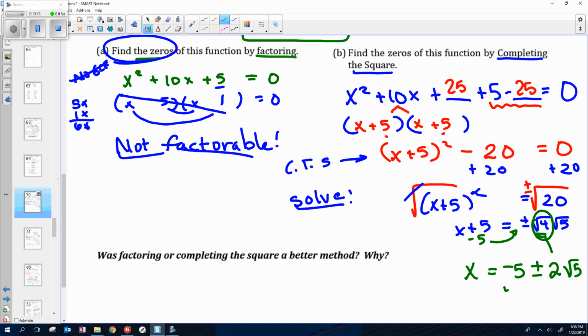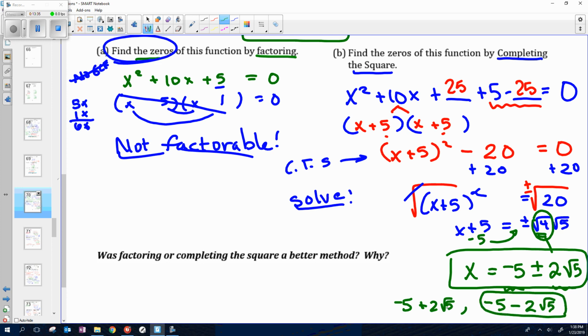Now these are not like terms, so I can't combine them. I can't just add them together unless I calculate. So we're going to leave the answer like this, but realize it's -5 + 2√5 and -5 - 2√5. It is two separate answers.